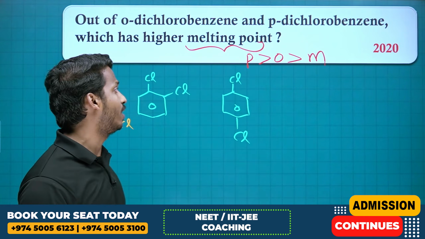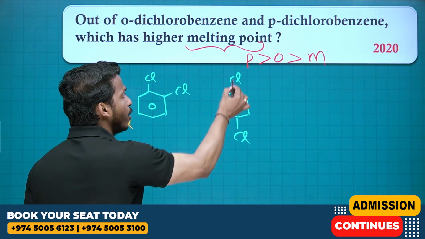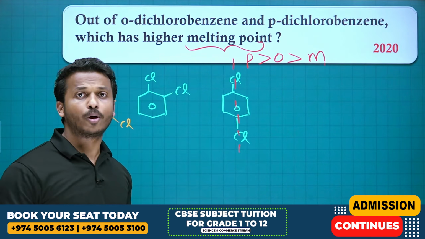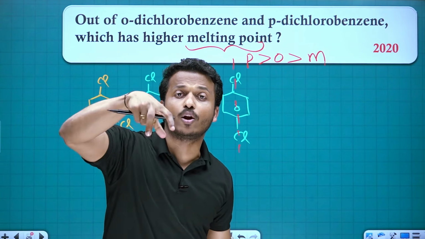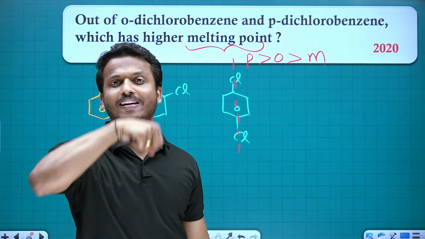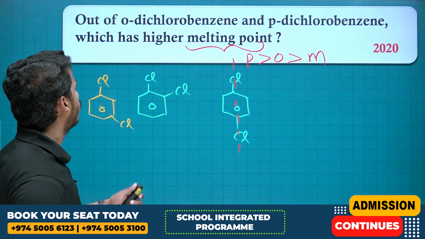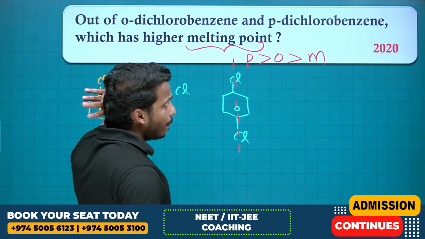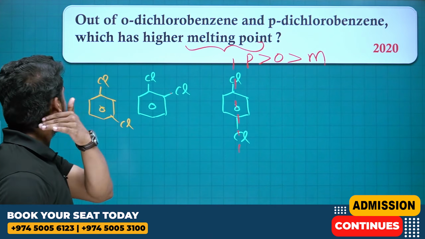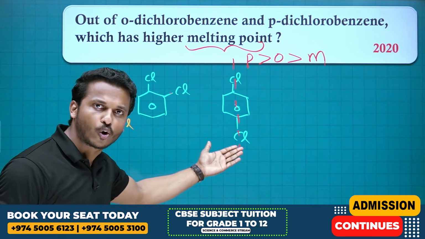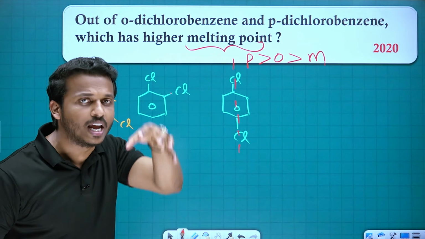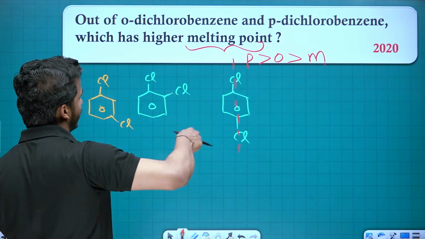Why does para have the greatest melting point? Because of high symmetry. Because of the high symmetry of para, they can occupy the crystal lattice tightly. The order is para, ortho, then meta. So out of orthodichlorobenzene and paradichlorobenzene, paradichlorobenzene has the higher melting point, because of high symmetry, they can fit in the crystal lattice. Next.